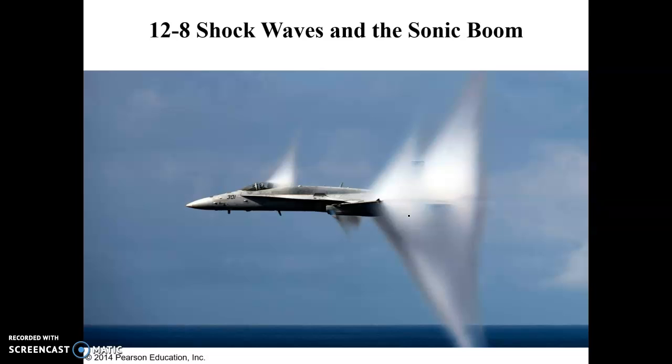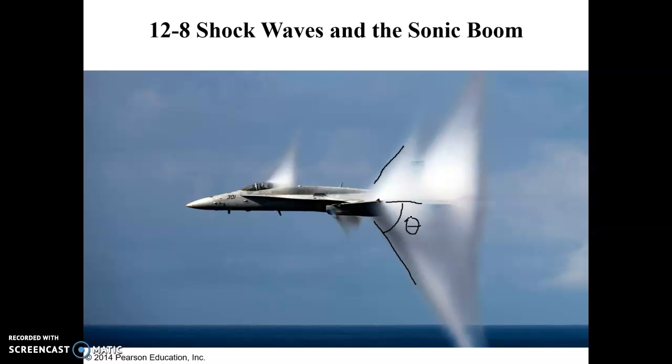So this is just one of several pretty interesting images I found online of supersonic aircraft, of aircraft breaking through that compressed wall of air. So we are actually seeing a sonic boom occurring here in this picture. And you can see the shock wave as well coming off of it. And so we've got our angle theta there.